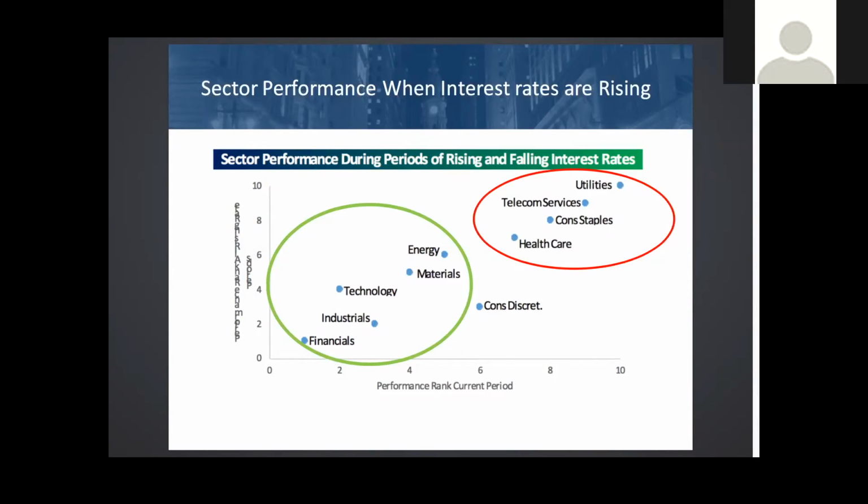The outlier is consumer discretionary, which is interesting because the consumer discretionary sector is all over the place. It includes home building, it includes retailers, it includes Amazon, a whole host of stocks that are sort of linked together and called consumer discretionary, and they fall outside the normal bounds.